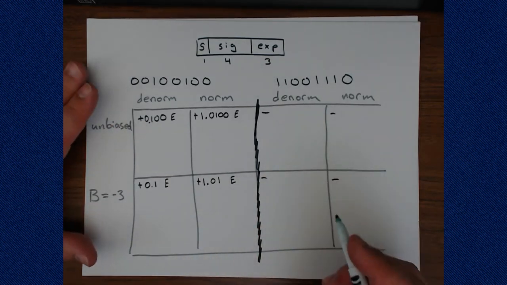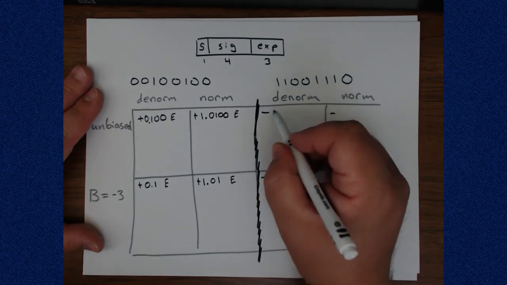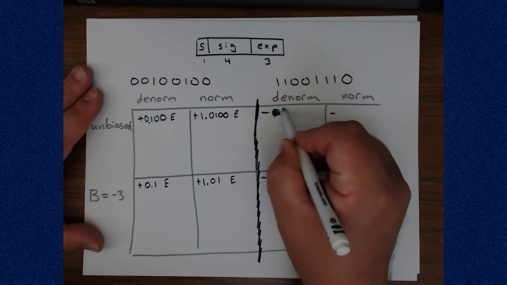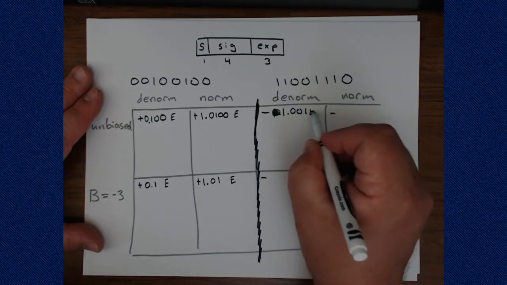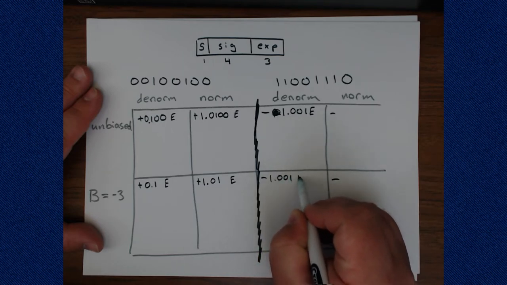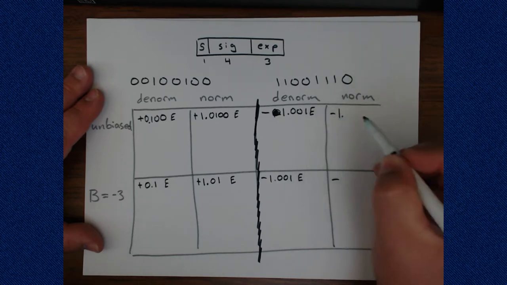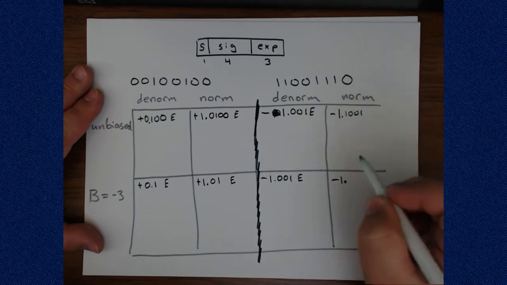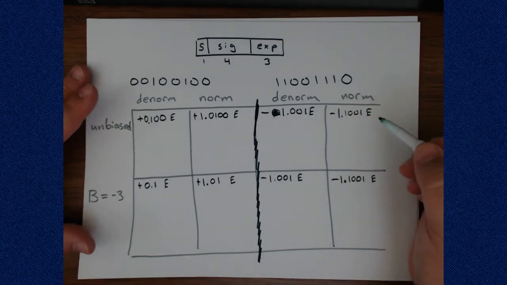Now let's do the same thing over here. Denormalized, we copy the 4-bit pattern, 1, 0, 0, 1, but we introduce a radix point. This should have been a 1.001, and then some kind of exponent. Same thing here, 1.001, and some exponent. Normalized, we start with a 1 in the radix, and then we put the 4-bit pattern, 1001, 1001, and each of these will have some exponent that we have to decipher.